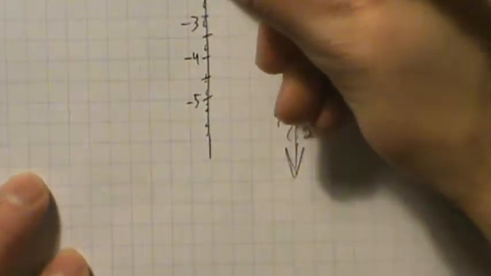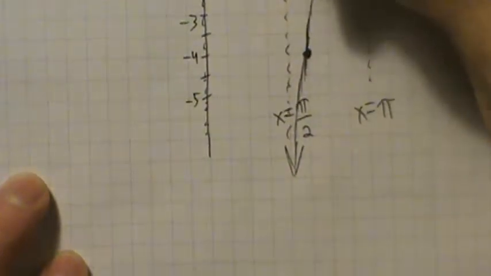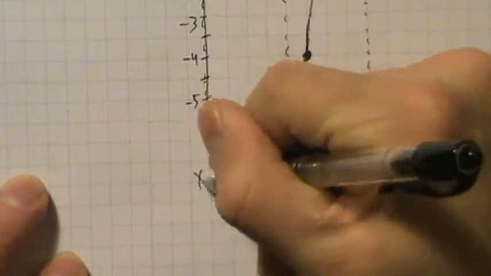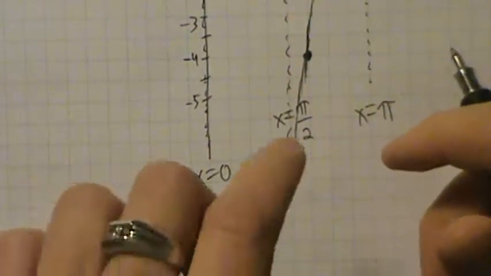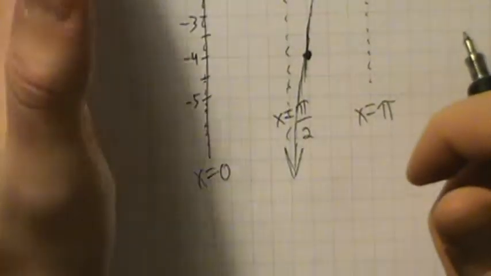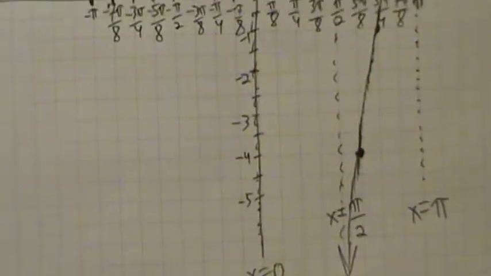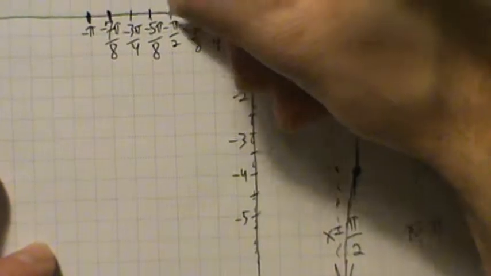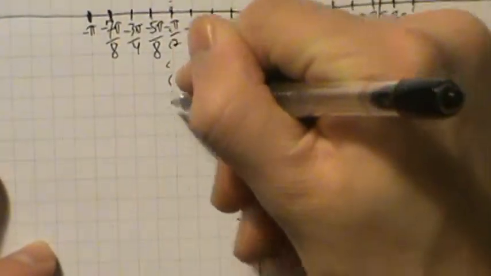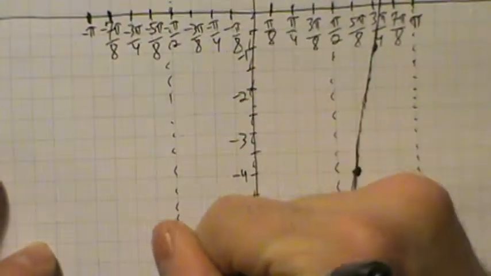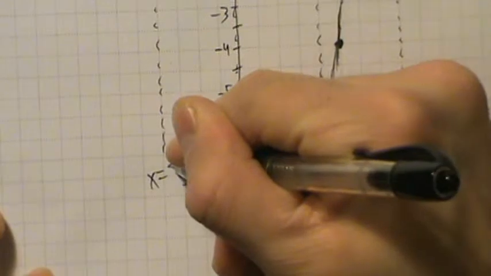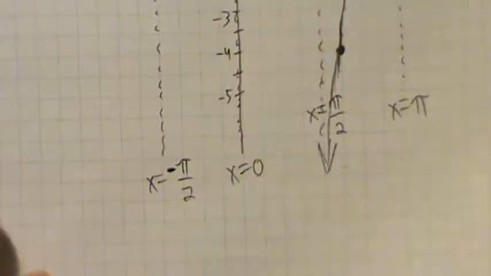So remember, every pi over 2 units, the graph starts repeating. That includes the asymptotes. Okay, so since we have an asymptote at x equals pi over 2, there's another one pi over 2 units to the left, and another one pi over 2 units to the left of that. So let's graph that one also. So this would be x equals negative pi over 2. Okay, now we can use the period to plot more points here.